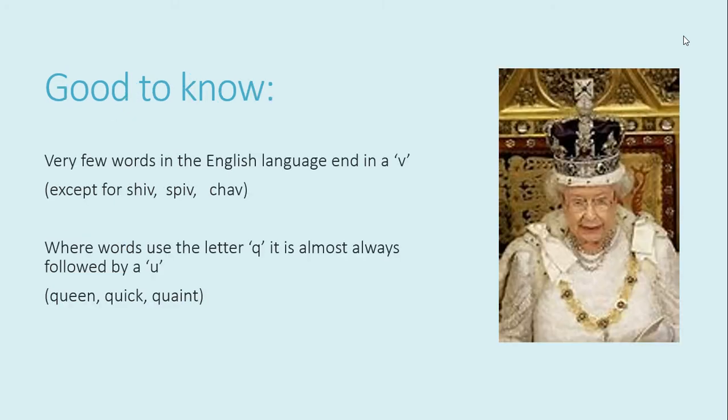Couple of extra things it's very good to know. Very few words in the English language actually end in the letter V. Couple of examples, shiv, spiv and chav, but very few other examples. Also, where we use Q in a word, it is very, very rare to have it followed by anything other than a U. Examples of words such as queen, quick, quaint, quite show you that we tend to put Q and U together in the English language. Words that don't use it after the Q tend to have come from another language that we have adopted into our own.